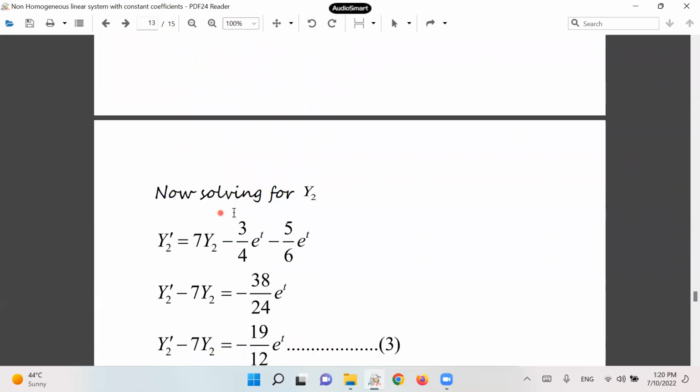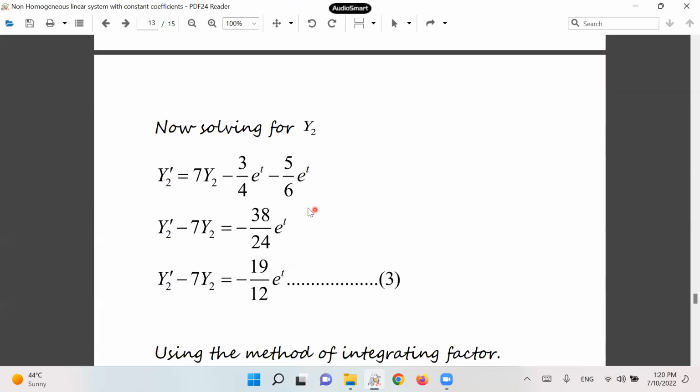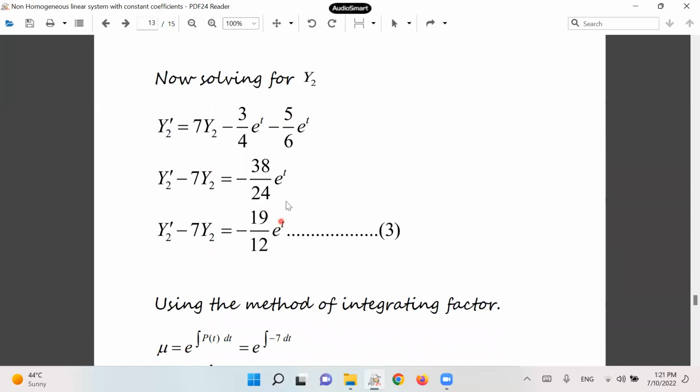Similarly, we are going to find the value of y2, that the second equation was of this form, y2 dash equals to 7y2 minus 3 over 4 e power t minus 5 over 6 e power t. And when we take it on this side, so y2 dash minus 7y2, and this also when we simplify them, we get minus 38 over 24. And when we just reduce or simplify them, we will get minus 19 over 12 e power t.